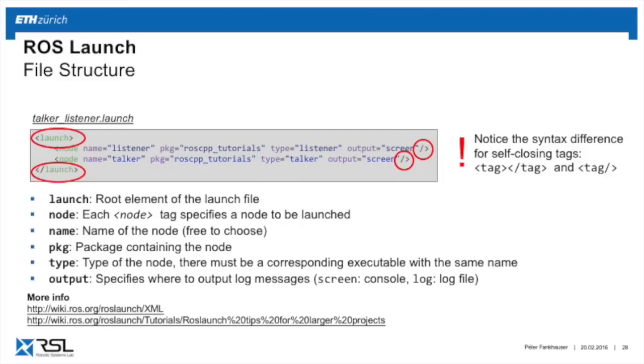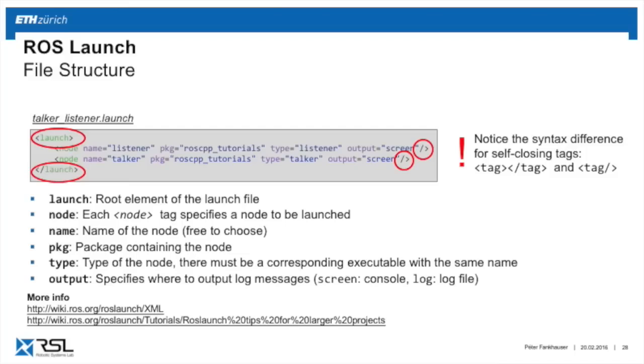pkg, the package name. In this case, it's roscpp_tutorials. And then which executable, the type. In the first one, the listener is of listener type, and the second one, the talker, is of talker type. The output information in the end tells you where to put the information that it provides. In this case, we say screen, which means you print it on the console. But if you want, you could also say log to put it in a log file if you don't have access to that console. It's a convenient tool to debug.